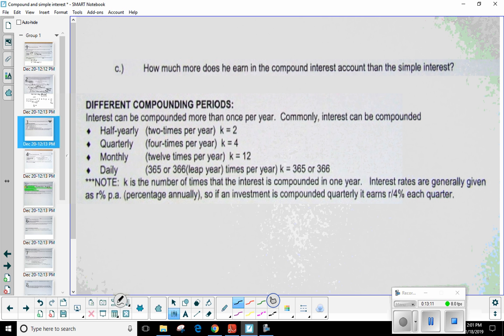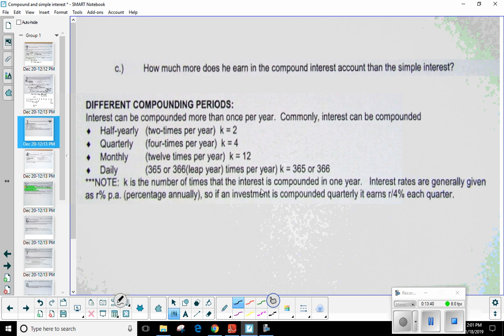Monthly, as I just said, would be 12. You could do daily. It can be done hourly. And again, the more you compound it, the higher the yield, but the growth does slow, especially if you start really looking at the numbers. It is an exponential function. K is the number of times that the interest is compounded in 1 year. Interest rates are generally given as R percentage annually. So if an investment is compounded quarterly, it earns R divided by 4% each quarter.